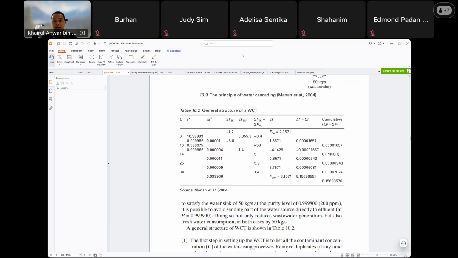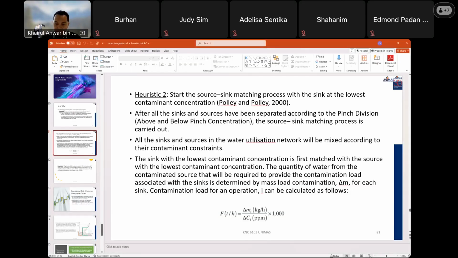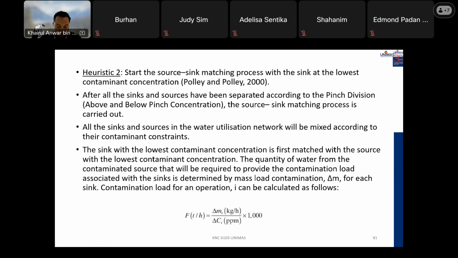all the sinks and sources in the water utilization network will be mixed according to their contaminant constraint. This means that the sink with the lowest contaminant concentration is first matched with the source with the lowest contaminant concentration. The quantity of water from the contaminated source required to provide the contamination load allocated to the sink is determined by the maximum contamination load, delta M, for each sink. The contamination load can be calculated with equation 10.3, page 269: delta M over delta C times delta S. That is rule number two.